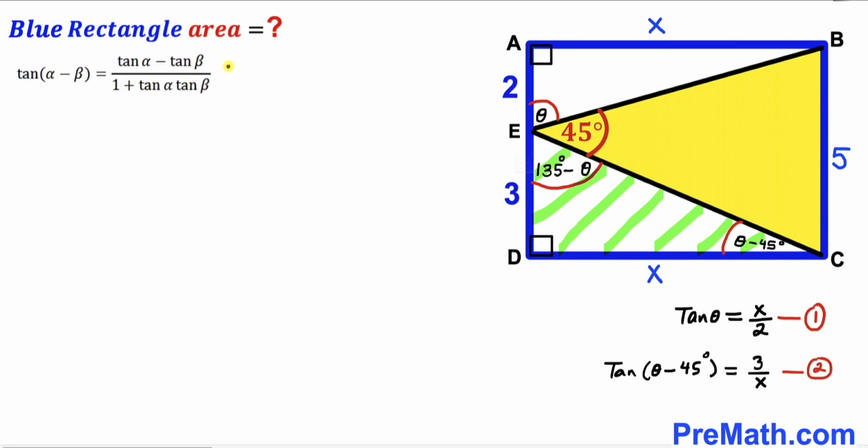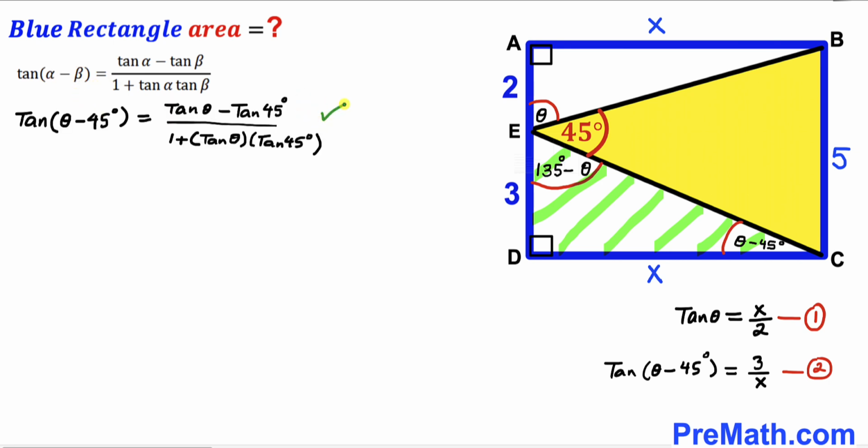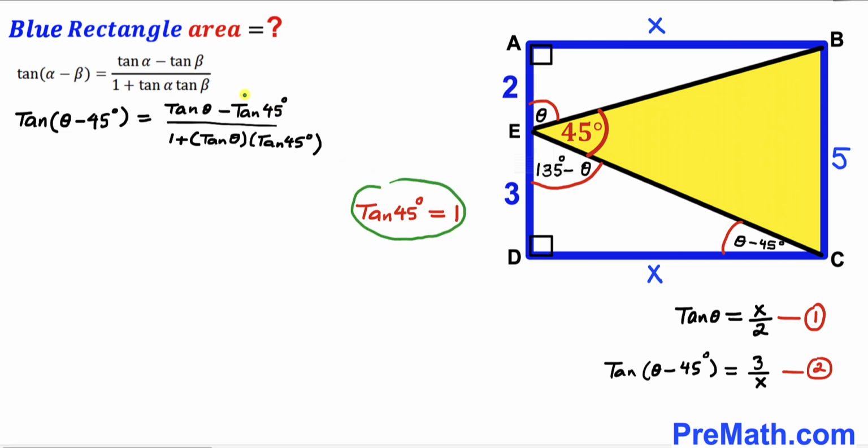Now let's recall this famous trigonometric identity: tangent of alpha minus beta is always equal to tangent of alpha minus tangent of beta, divided by 1 plus tangent of alpha times tangent of beta. For alpha I am going to substitute theta, and for beta I am going to substitute 45 degrees. As you can see in this next step, I have substituted the alpha and beta values. Tangent of 45 degrees is always 1, so wherever I see tangent of 45 degrees, I'm going to replace it with 1.